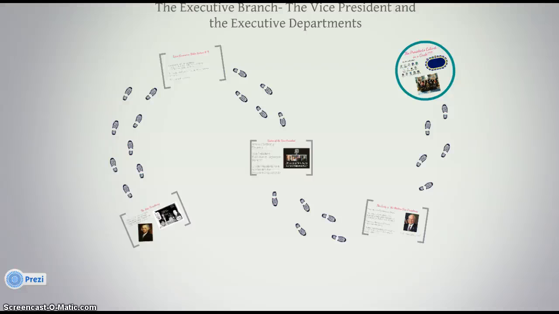Welcome back to our continued series of lectures on the executive branch. Today, in this lecture, we're going to be looking specifically at the vice president, and then we'll turn our attention to the executive departments that make up much of the executive branch. So we'll get ready for our footstep journey through the executive branch.